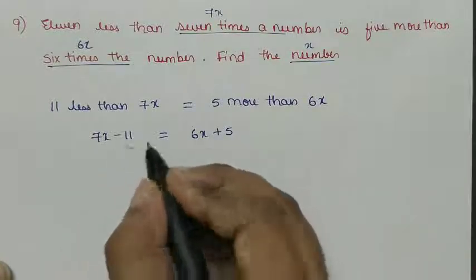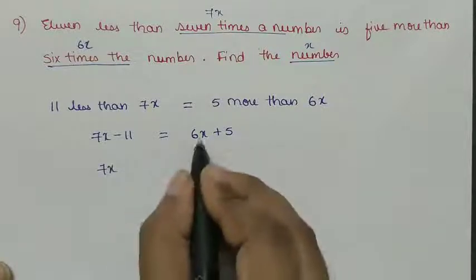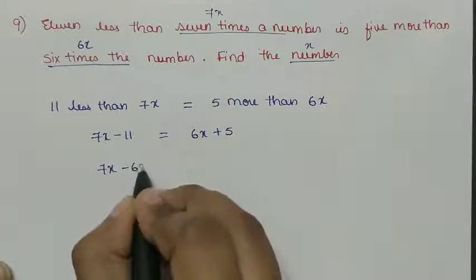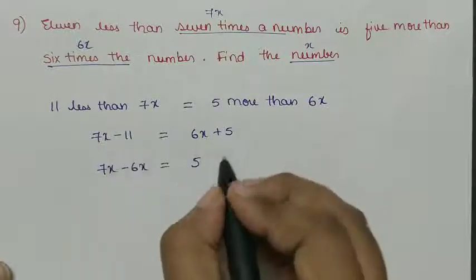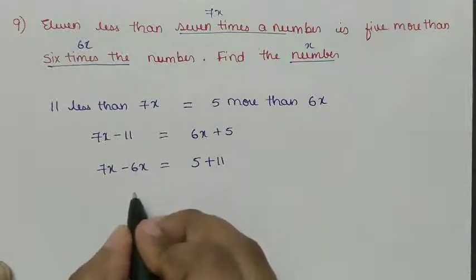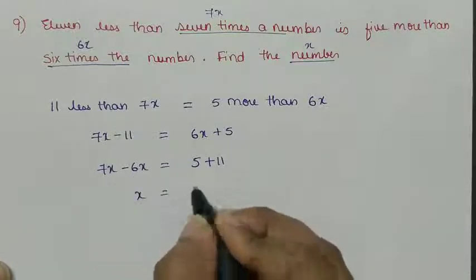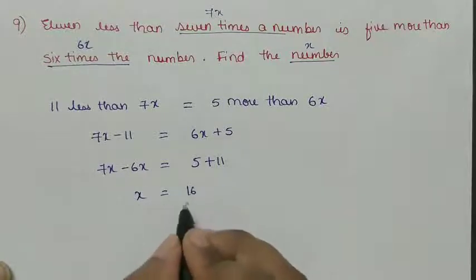Transpose 6x and minus 11. 7x, when we transpose 6x, minus 6x is equal to 5. Minus 11 will become plus 11. 7x minus 6x, x is equal to 5 plus 11, 16. The number is 16.